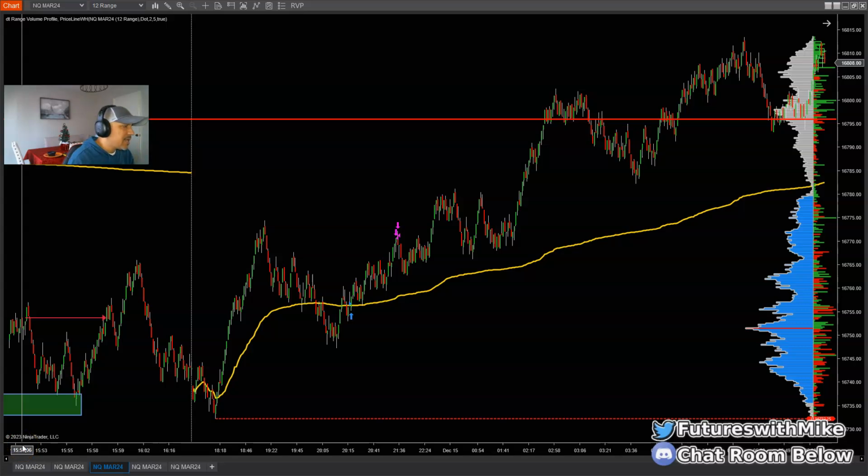We're looking here at the Nasdaq 100. Also, we'll be looking at the E-mini futures. I took a trade into the overnight session, just one trade going long.